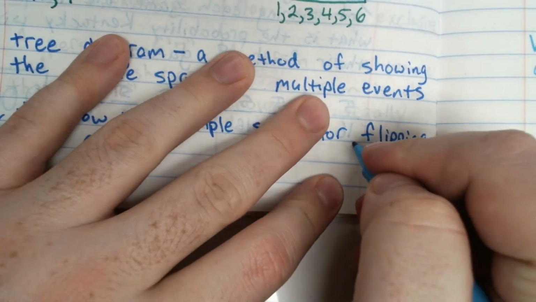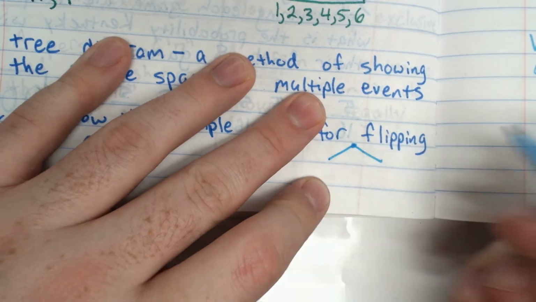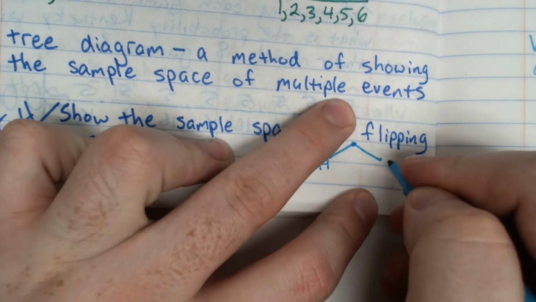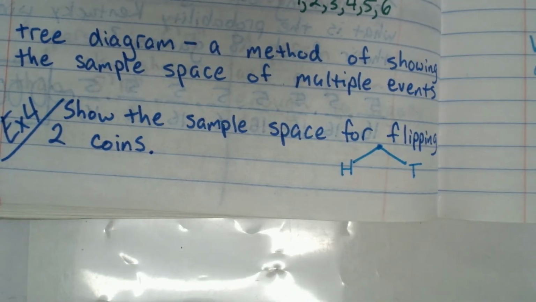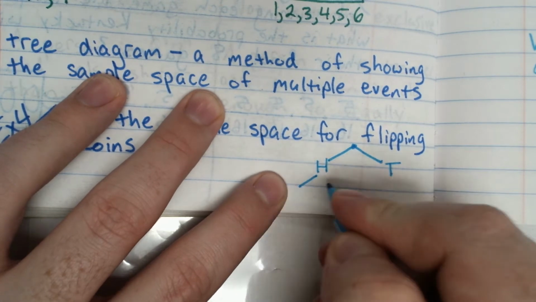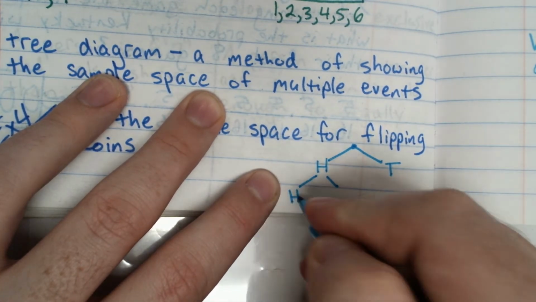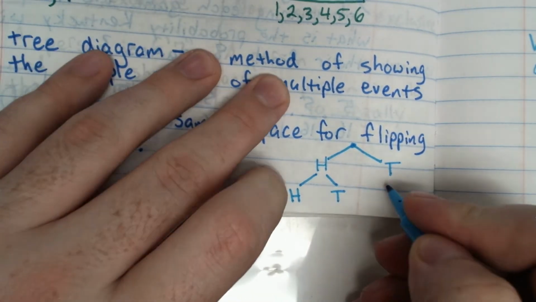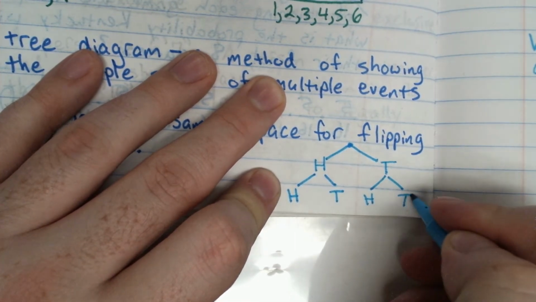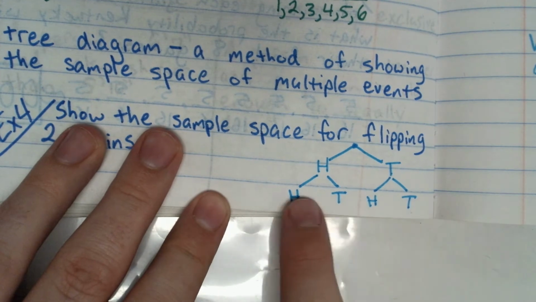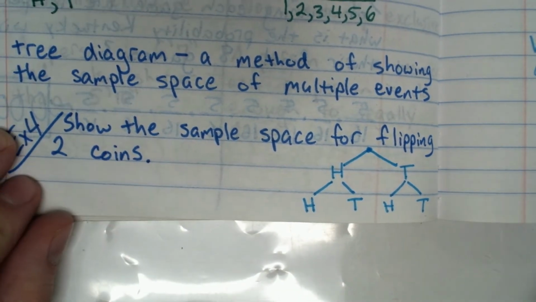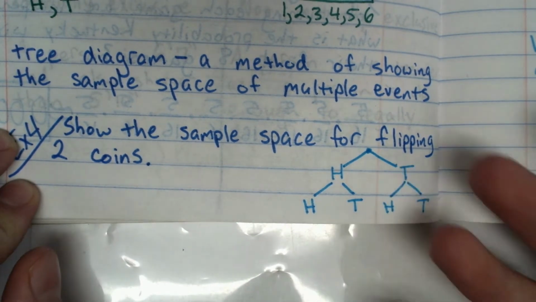we could say the first coin flip has two possible outcomes, heads or tails. Then the second outcome, if we flipped heads first, we could still get either heads or tails. If we flipped tails first, we could get heads or tails. So the bottom layer here, there are 4 total unique outcomes. So the sample space has 4 elements in it.